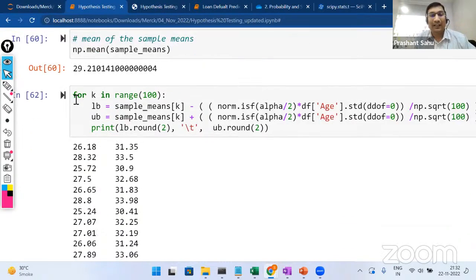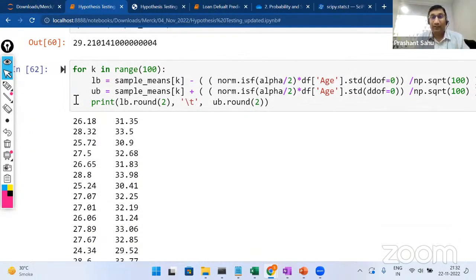29.29 is my population mean, and these are the bounds. You understand? I had drawn 100 samples, and from each sample I am estimating a confidence interval. Is that clear? What are these numbers? These are the confidence intervals being estimated from each of those 100 samples. And then what did I say? There is still a 5% chance that the estimated population mean may not lie in this interval. Let's see.